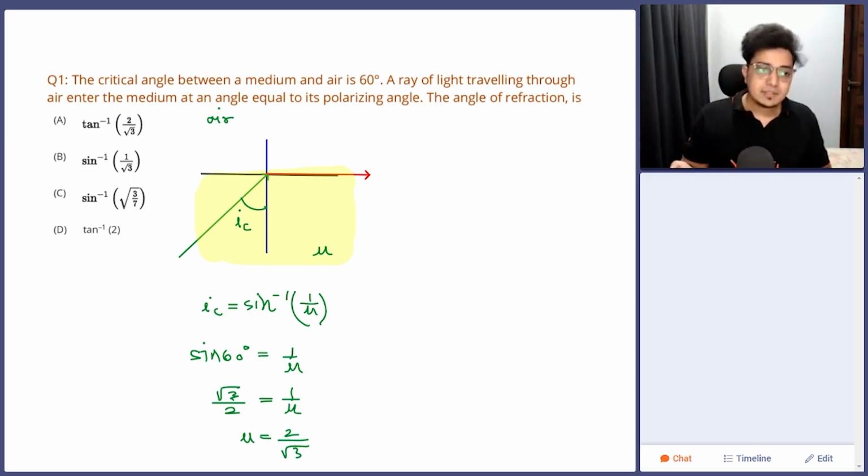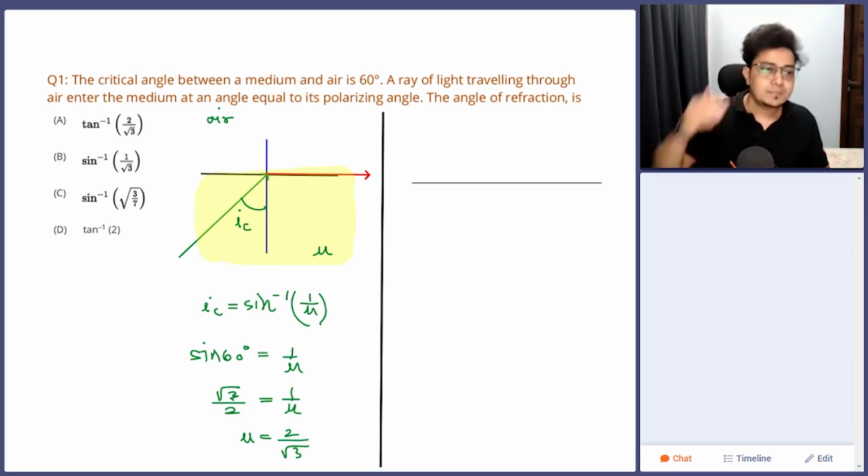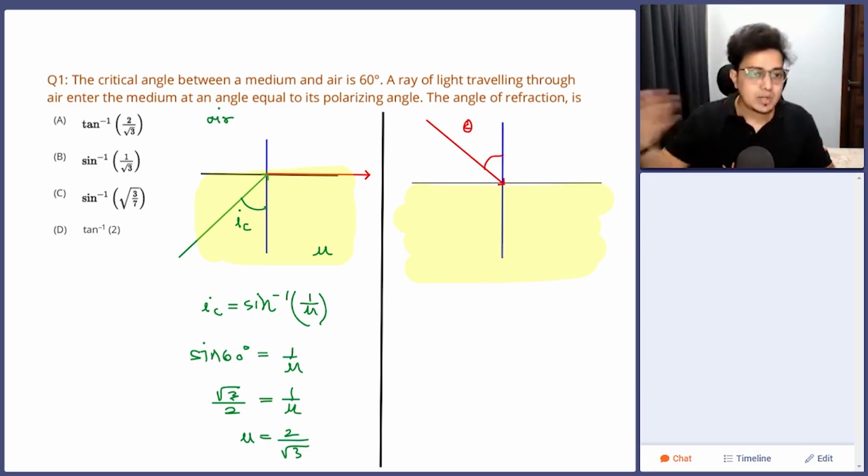Now a light ray traveling through air enters into the medium at an angle equal to polarizing angle. Now the situation is changed. Now we're talking about polarizing angle. Okay, so now the light ray is traveling from air and enters into this medium. So the light ray originally is present in air, now enters into this medium. This is the medium whose refractive index we just calculated, and the angle is polarizing angle. Okay, the angle is polarizing angle. So I can say theta p, or I can use I for angle of incidence, P for polarizing.